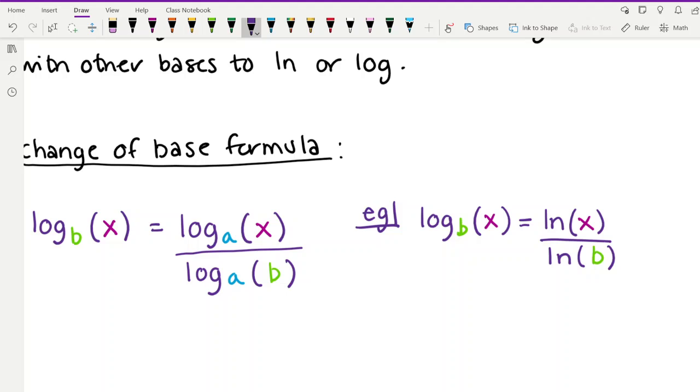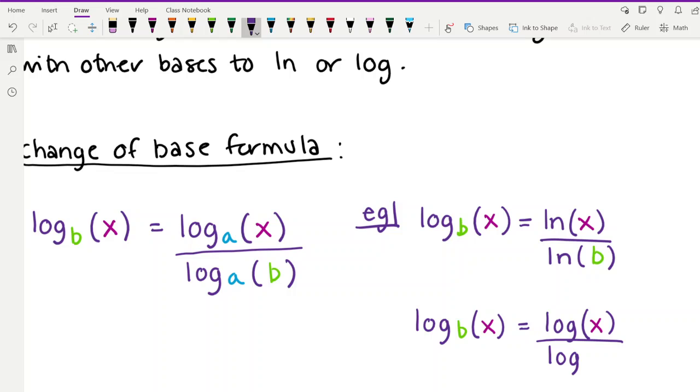And similarly, if you wanted to change to log base 10, so that's what's just called log, then you would be doing log of x over log of b. So just to be clear, these two things I'm writing down are special cases of what's written on the left. So the left is the general formula. You can change to any base a that you want.